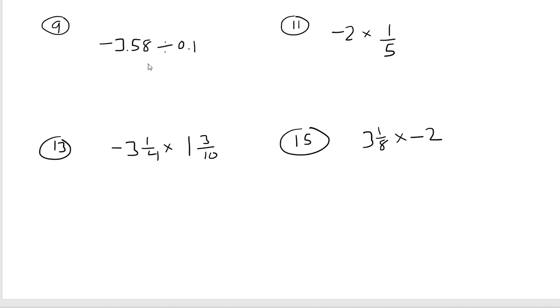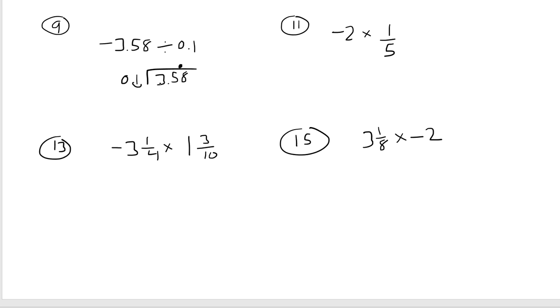Negative 3.58 divided by 0.1. So we're going to put the 3.58 in the box, divided by 0.1, and we can't divide by a decimal number, which means we're going to have to move this decimal one place to the right, and then we also have to move this one place to the right, and then the decimal just goes straight up. Now from there, we don't have to worry about the decimal anymore. We just divide. Sorry, this decimal moved here.